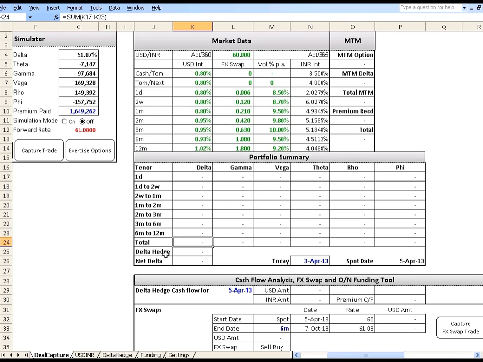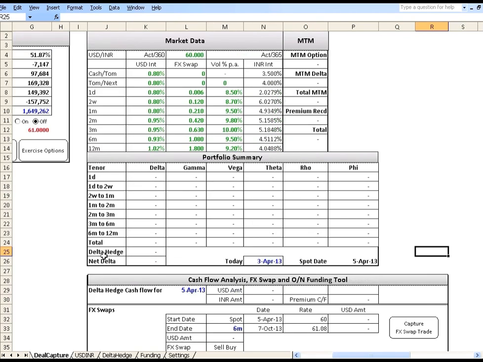Just below the option portfolio delta, we have delta coming from delta hedge trades done. Net delta is nothing but sum of option delta and the delta hedge. It gives the residual delta hedge that is required to be done to neutralize the delta completely at any point in time. Keep in mind that this will keep changing with change in spot and other market parameters.